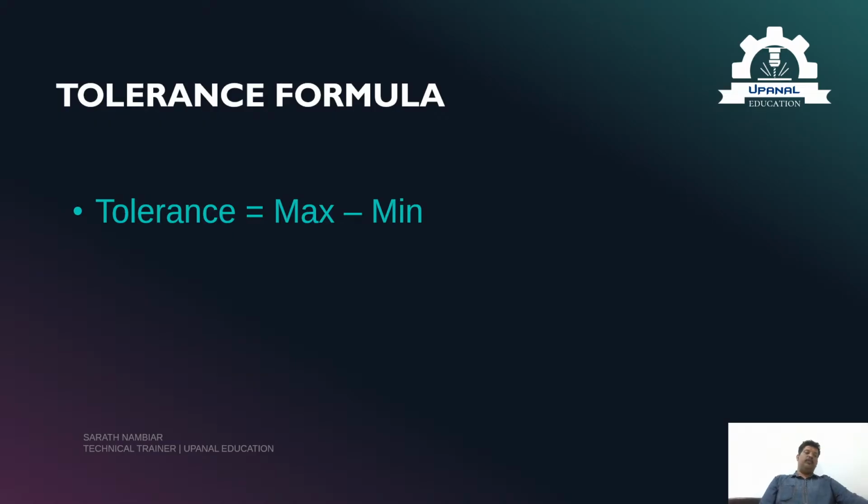So, what's the formula for tolerance? The tolerance is calculated by the maximum dimension minus the minimum dimension. Say plus or minus 0.05, so 10.05 to 9.95. 10.05 minus 9.95, okay, that is the tolerance. It's 0.1 tolerance we have.